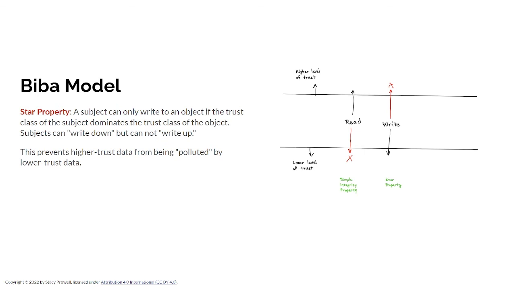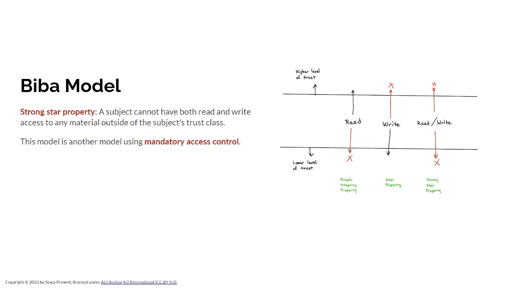Likewise, I can't write up. I can't take my crappy information and write it up to a higher level where there's more trust. I can only write down or write at my level. So I can't pollute the higher level information with my less trusted information. All of this works to preserve integrity. When you combine those read and write together, that's the strong star property. Only at my level can I have both read and write.